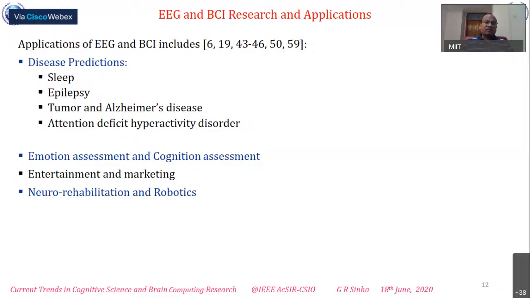Neuro rehabilitation. While introducing each other, we were talking about rehabilitation. Can we use this research in the rehabilitation of those who are suffering with these difficulties? So yes, neuro rehabilitation, and of course robotics, neuro robotics.